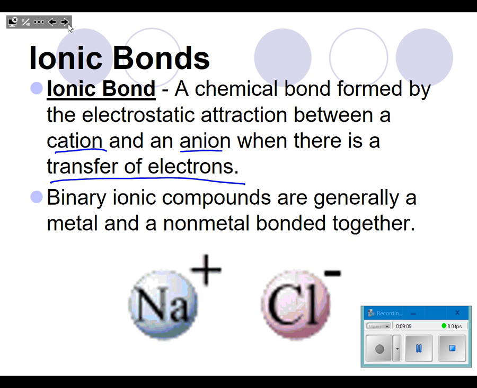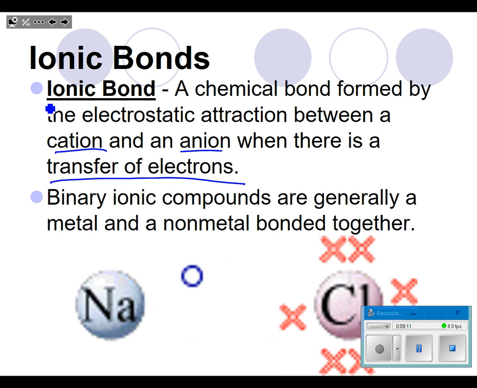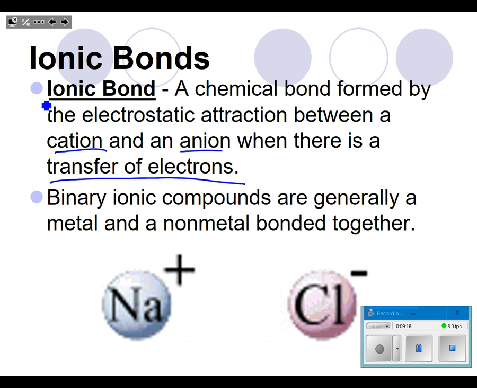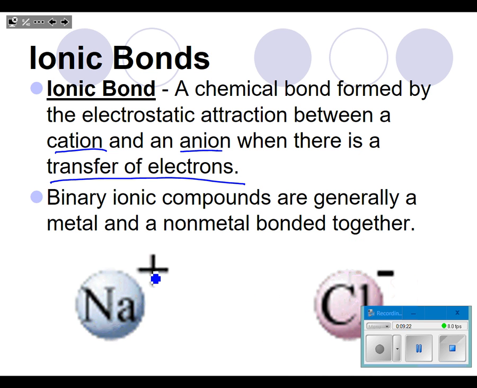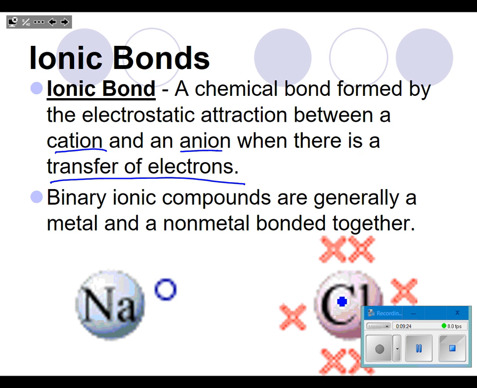So when we have binary ionic compounds, it's generally just a metal and a nonmetal bonded together. Okay, and so really sodium gives its 1 electron that it has over to chlorine. It makes sodium a +1 and chlorine a -1.